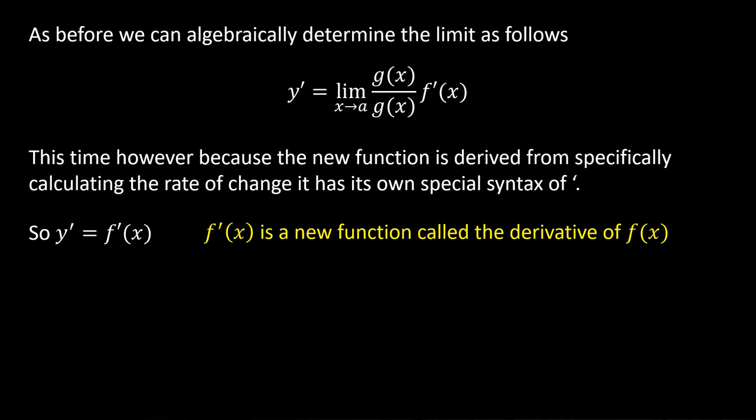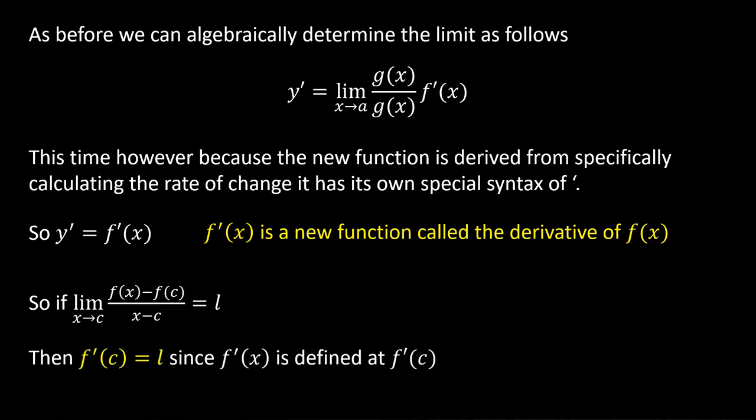Mathematically, the rate equation is simply a change in y divided by a change in x. If we let one of the x values equal c, then this becomes f(x) minus f(c) divided by x minus c. We now take the limit where x gets closer and closer to c, so that the limit as x approaches c is simply f(x) minus f(c) divided by x minus c. If this limit is L, then our new derivative function f prime x evaluated at c will give the limit value L, because our new function f prime x is defined at c, even though our original function f(x) minus f(c) over x minus c is not.